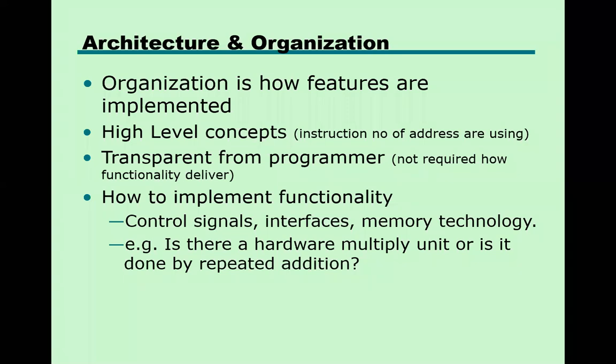Like, the programmer does not require to know how the functionality is obtained. Like you have used multiplication and division in the C program, right? But very simply, you have used all these instructions, but you have not taken any concern about how these instructions are implemented in the header file, and how these two variables' values are multiplied together. No, actually it is not required for the programmer. So all these things come under the organization. In organization means how to implement a functionality. So in organization, we'll see the control signals, interfaces, and memory technology.